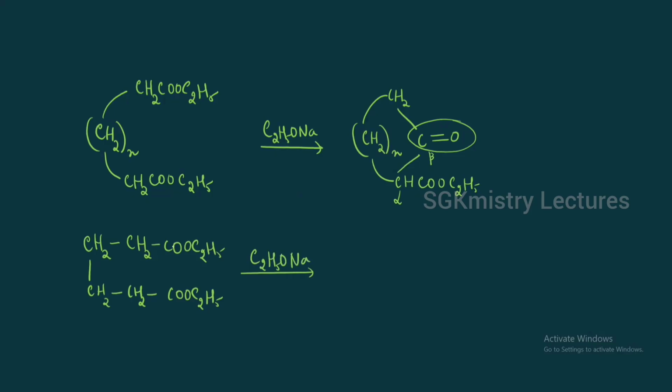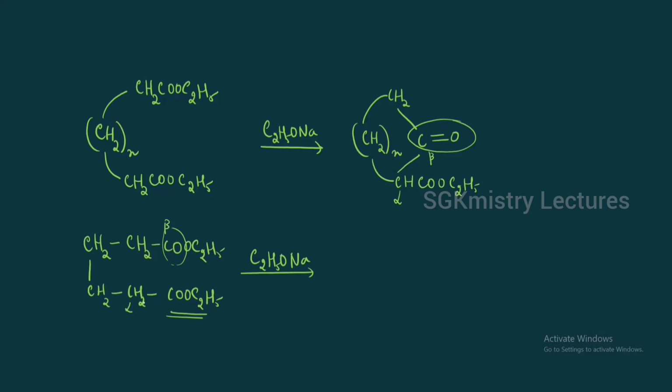So here, you just count: one of them is converted into the keto group, and one OC2H5 minus will be removed off as a leaving group. So then this ester group remains as such. So this should be the beta keto ester. So this of course will be the alpha carbon.